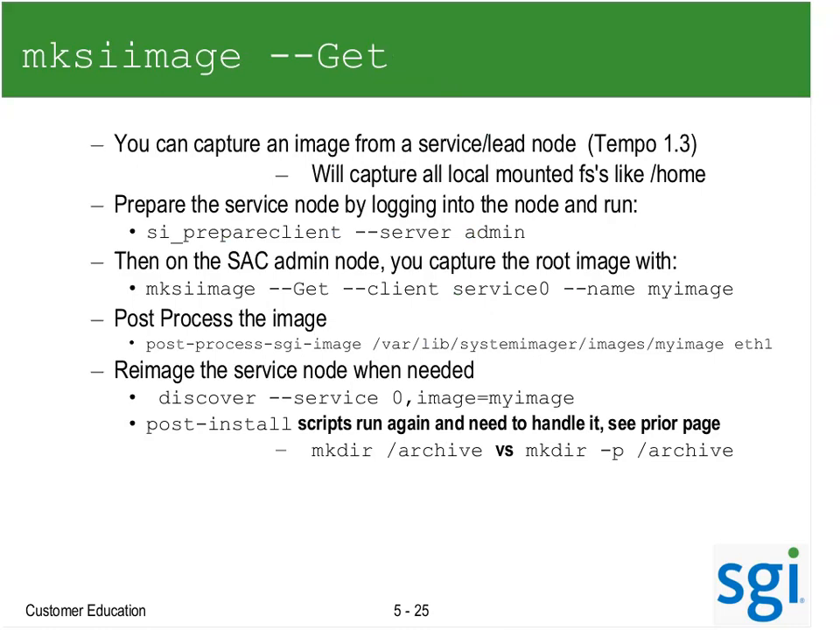So in lab, what you'll do is you log onto the service node and do this si prepare client, point to the server. Then on the server, on the admin controller, you'll run the make si image --get, name the client that you started the prepare client on, and then what you wanted the new image to be called. Then you have to run post-process SGI image on that image.